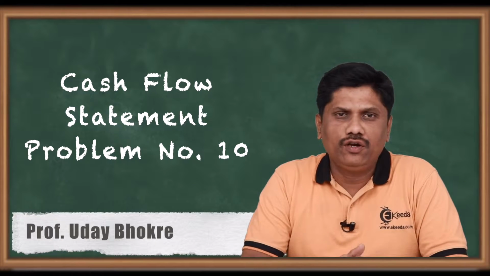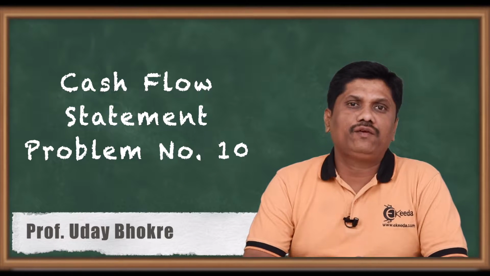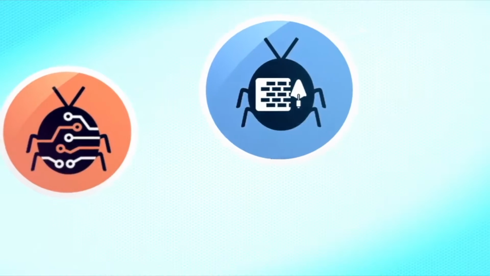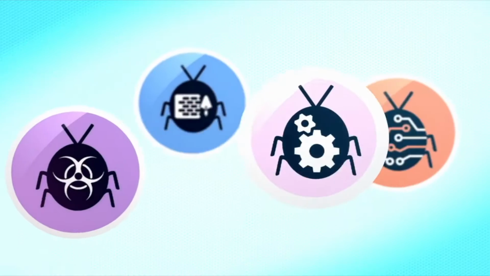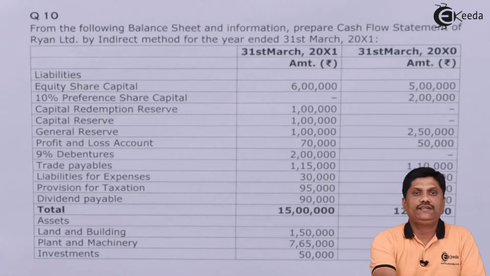Friends, today we are going to learn for CA Intermediate course Accountancy subject, topic name cash flow statement, question number 10, which is on your screen. Let's read the question.